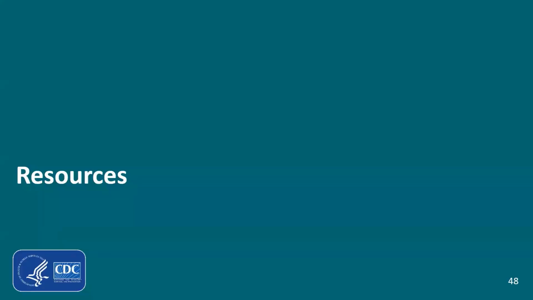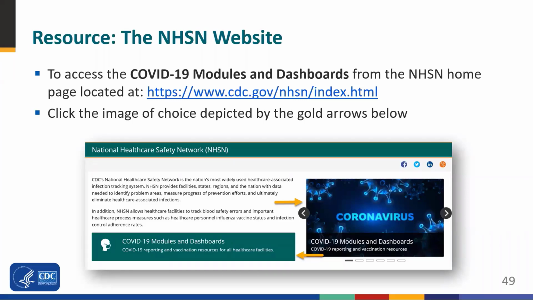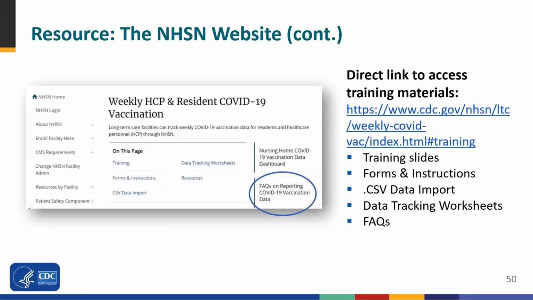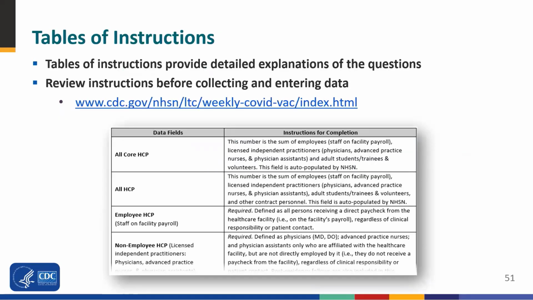So now we'll go over a few resources that may be helpful to facilities. Please use the link on the slide to access the COVID-19 modules and dashboards from the NHSN homepage. The long-term care facility component website contains links to a variety of training materials. The link on the slide will take you directly to these resources. You will also see a tab on the web page to access FAQs. CDC has created a tables of instructions document. This provides definitions for all categories and questions on the data collection form. Facilities should review all instructions before collecting and entering COVID-19 vaccination data into NHSN.